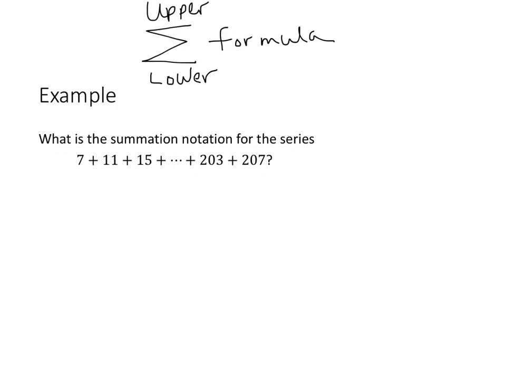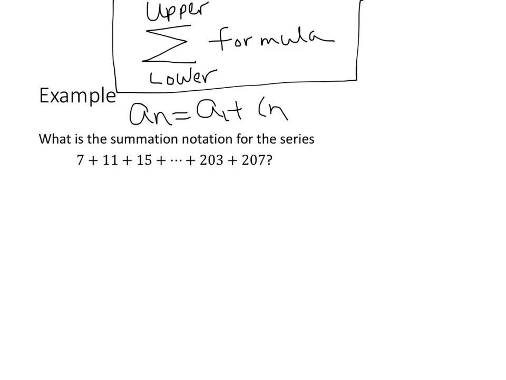Alright, we're going to do this example together. What we have is an arithmetic series here, and we're going to write it in summation notation. This is what our summation notation looks like. So first of all, we have to find out how many numbers there are. So we're going to use our arithmetic sequence formula. So we're using this formula to find our n.